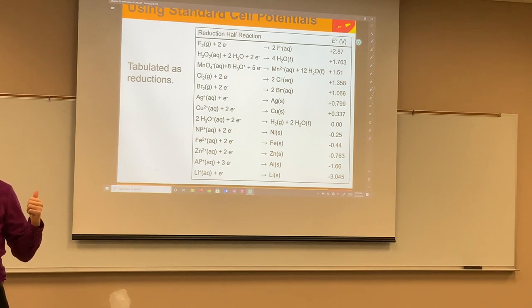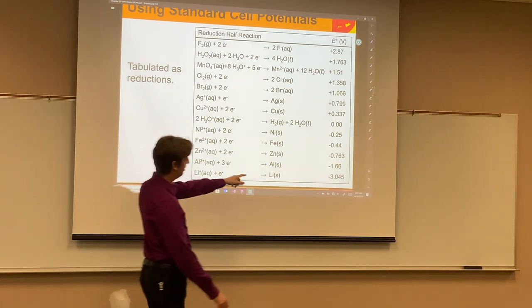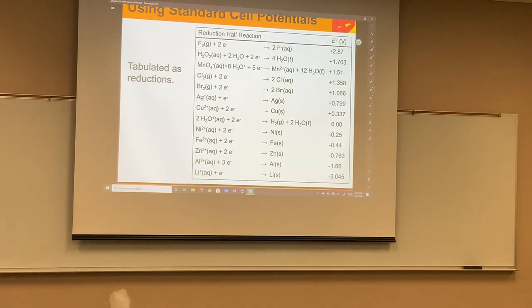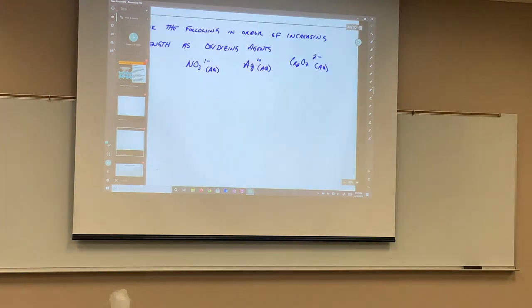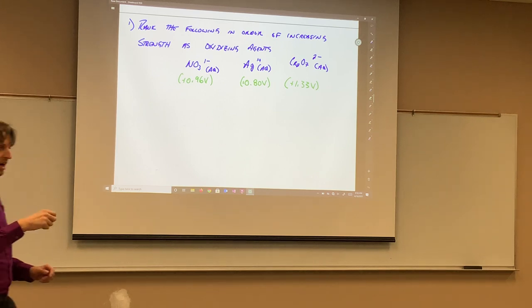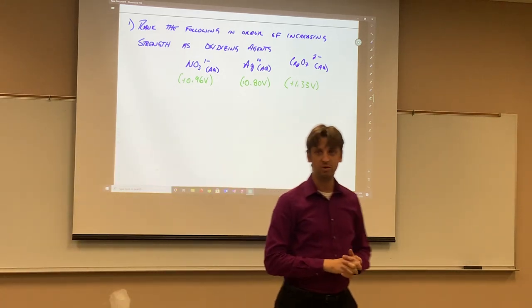So how do you answer that question then? Well, you look at your table and you find these values here. Everybody with me on that? So if I take a look at the book, for nitrate I find plus 0.96 volts. For silver, I got plus 0.80 volts. And for this, I got plus 1.33 volts. Where did I get that information?